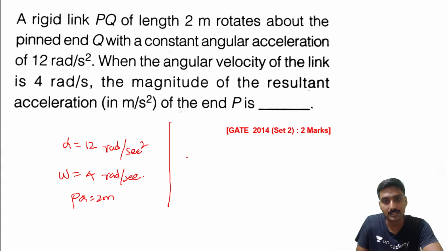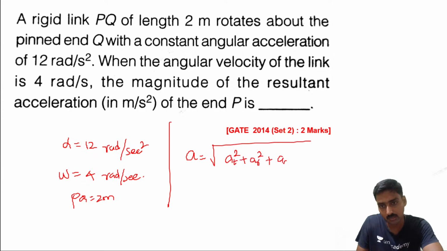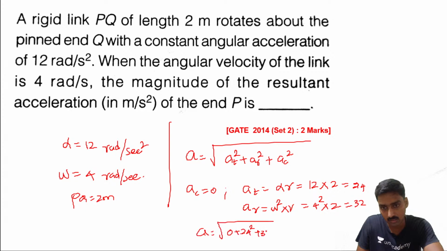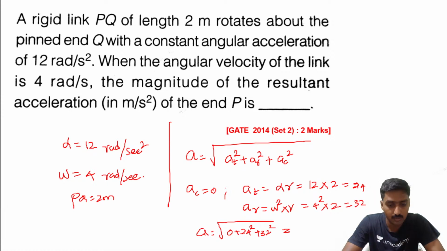Now the resultant acceleration is equal to root of AT the whole square plus AR the whole square plus AC the whole square. AC, the Coriolis component, is equal to 0. Now AT is equal to alpha into R, that is 12 into 2, 24. And AR is omega square into R, it's 4 square into 2, it's 32. Now the resultant is equal to root of 0 plus 24 square plus 32 square, and the answer is 40 radian per second square. 40 is the right solution.